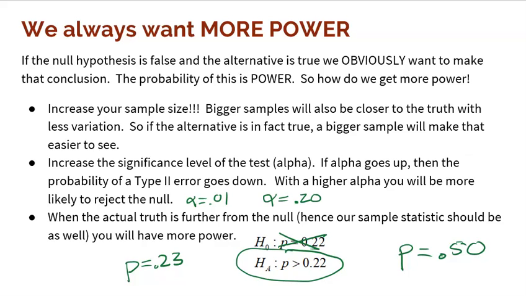But if the truth is really far from the null, well, then a sample should tell me that, and I should see that. Hence, I should reject the null and go with the alternative. So the best ways to get more power is, number one, increase your sample size. That's always going to work. And again, you don't really have any direct control over what the truth is. But if the truth really is something further away from that null, you will have more power to see that and conclude that.